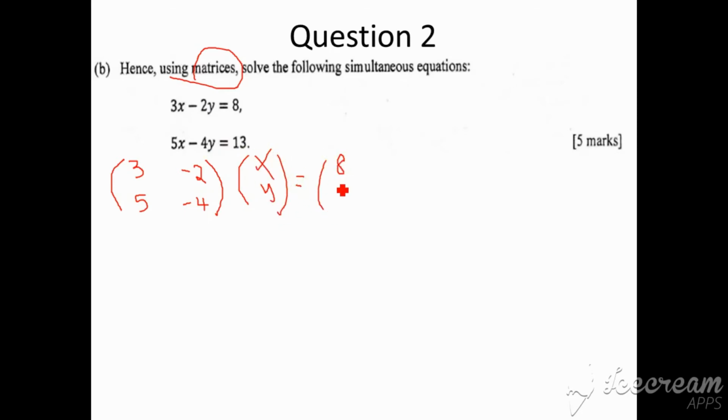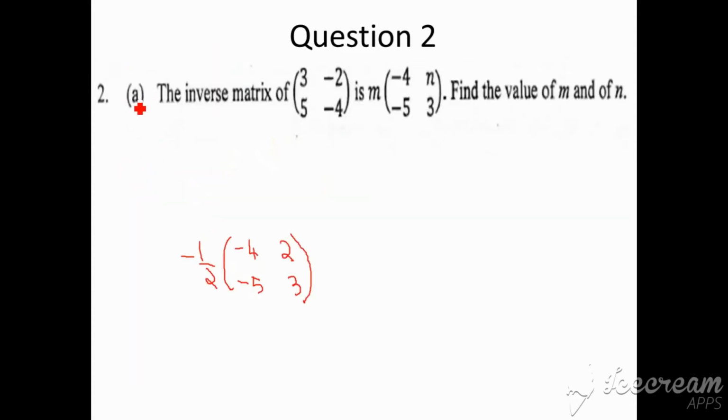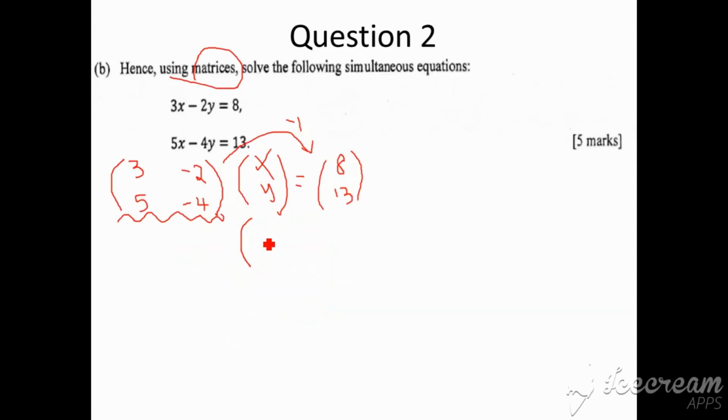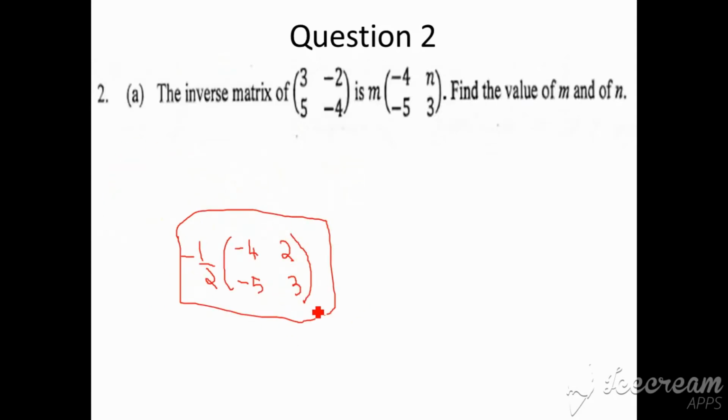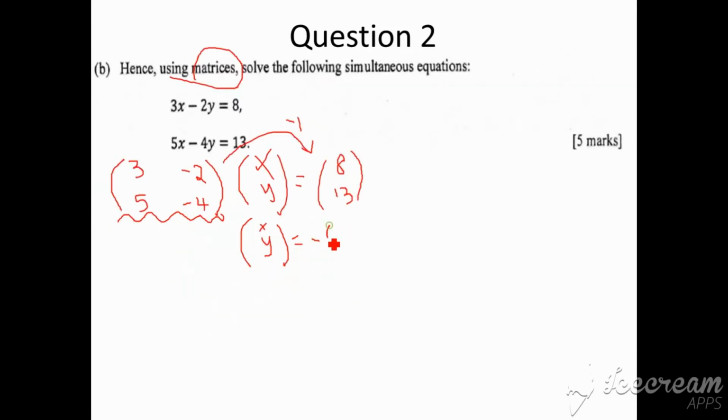XY equals to 8, 13. Okay, to find XY, we have to move this matrix to the right hand side, and it becomes the inverse matrix. Notice that the inverse matrix of this 3, negative 2, 5, negative 4, we already did in part A, so you just need to copy down this matrix to here. So XY equals the inverse matrix, which is the same as part A because this is the same question: negative 1 over 2, negative 4, 2, negative 5, 3. Then don't forget this, 8, 13.